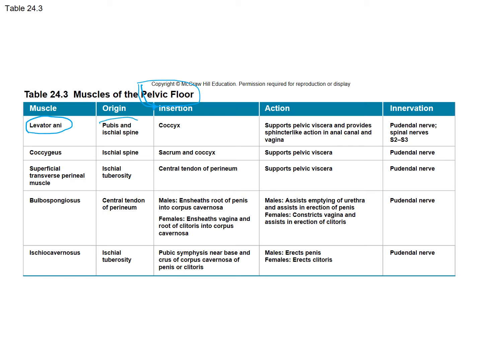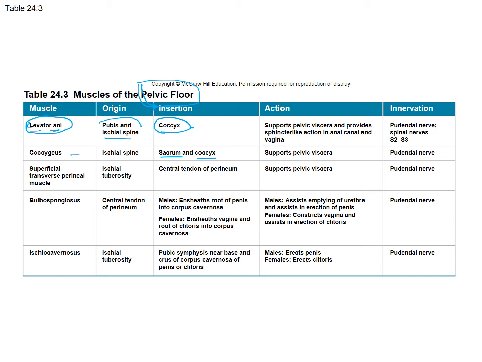The origin will be for the levator ani. Okay, levator, remember from the last time, levator means elevation, so elevate the ani, the anus. Okay, and origin is pubis and ischial spine. This is in the hip, of course, and the insertion will be the coccyx, tailbone. Remember this. So if they ask you a question, which muscle has the only insertion in the coccyx, it will be the levator ani muscle, because all the other muscles here, like coccygeus, for example, have the insertion in the sacrum and coccyx.